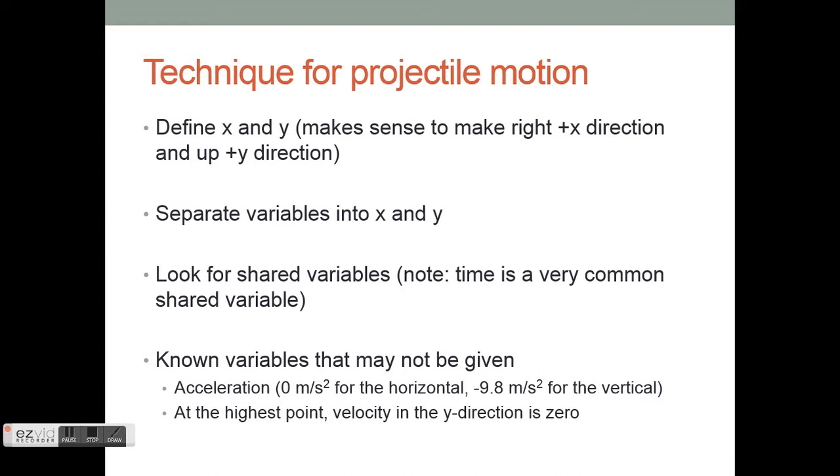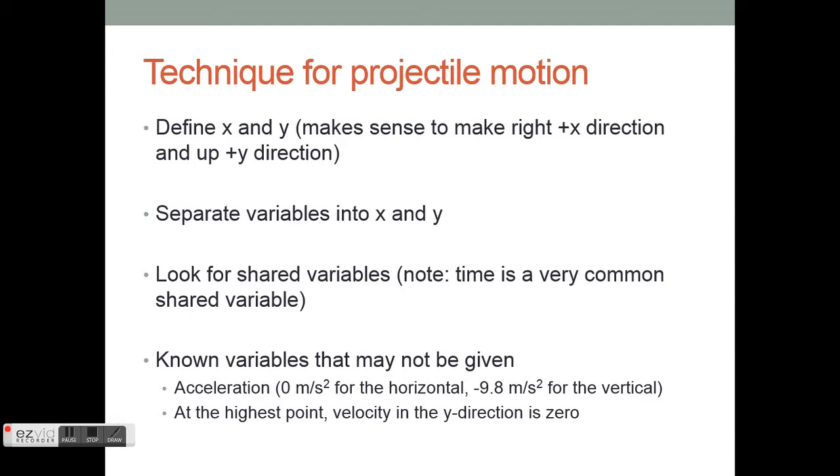Look for shared variables. Are there some things that are shared between both horizontal and vertical motion? Time is probably the most common example of a shared variable in projectile motion. Also look for known variables that may not be given directly to you in the problem. Acceleration is an example of a known variable that is almost never given to you in the problem. The acceleration in the x direction, if you've made x horizontal, is 0. The acceleration in the y direction, if you've made y vertical, is negative 9.8.